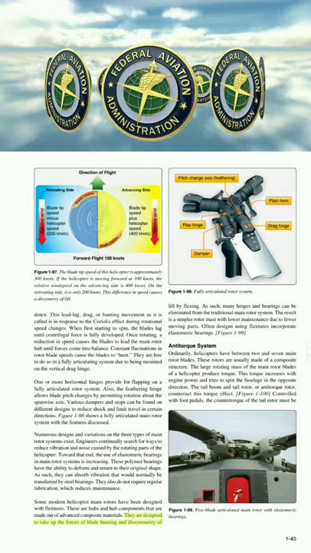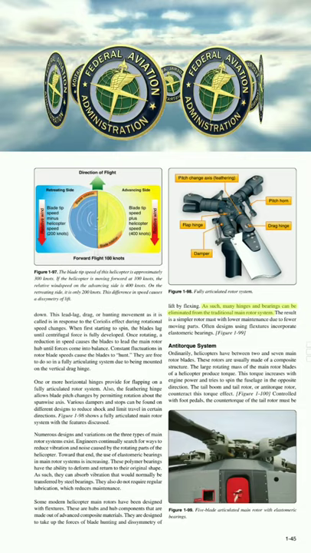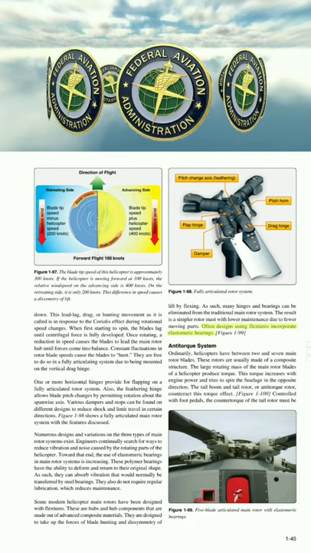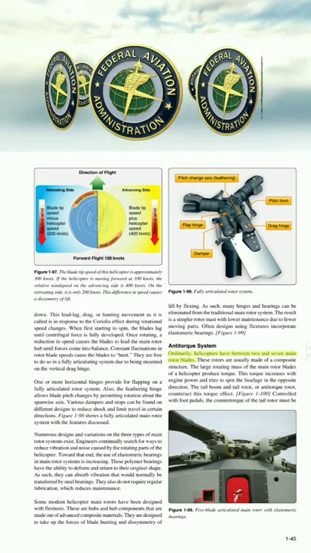As such, many hinges and bearings can be eliminated from the traditional main rotor system. The result is a simpler rotor mass with lower maintenance due to fewer moving parts. Often designs using flexures incorporate elastomeric bearings. Figure 199. Anti-torque system. Ordinarily, helicopters have between 2 and 7 main rotor blades. These rotors are usually made of a composite structure.